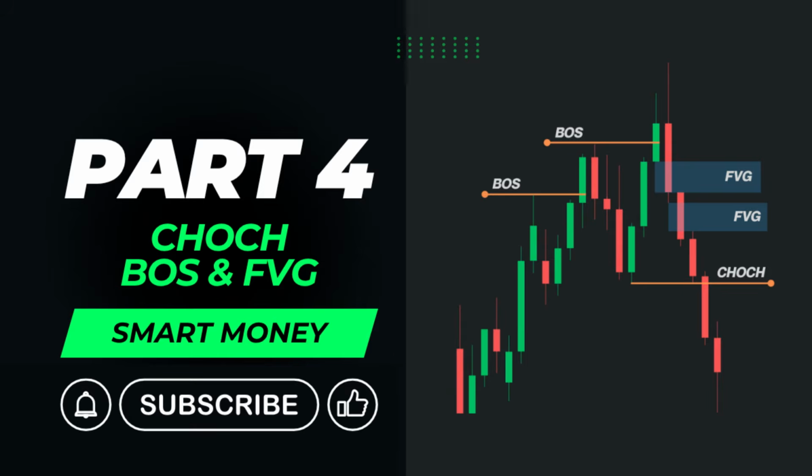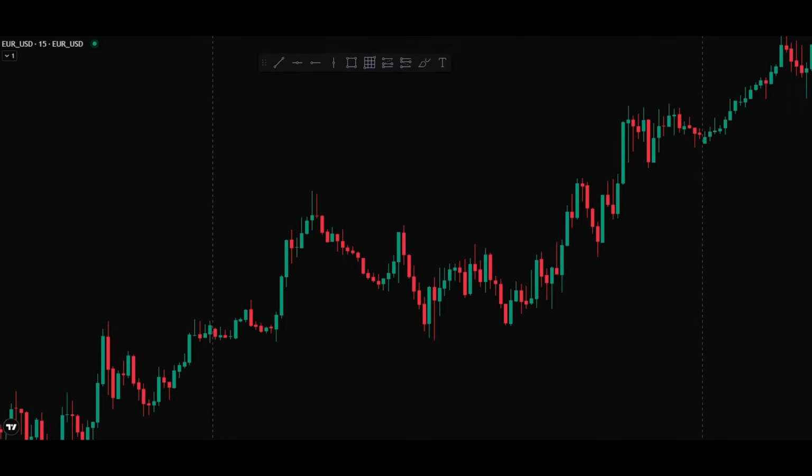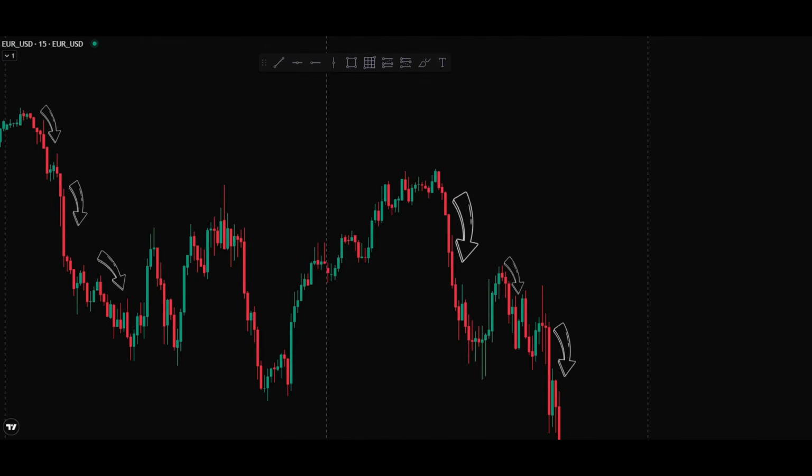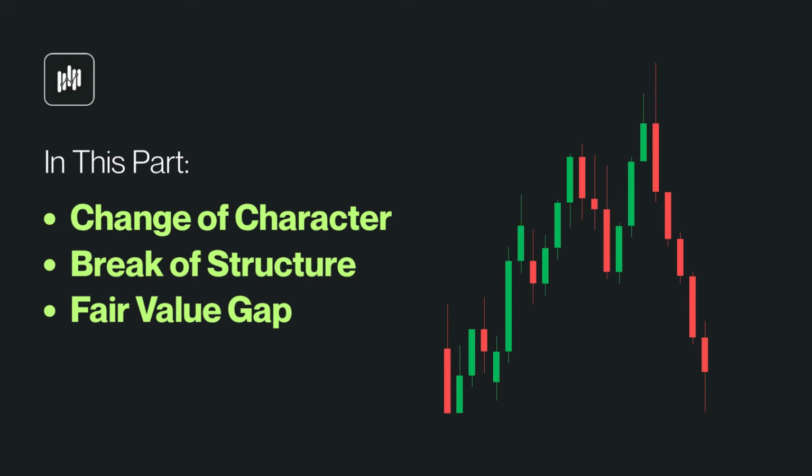Welcome to a new section of the Smart Money Concepts course. So far, we've learned what market structure is, how to identify highs and lows, and how to recognize bullish and bearish trends. In this part, we will focus on three key concepts: change of character, break of structure, and fair value gap. Let's start with change of character and break of structure.